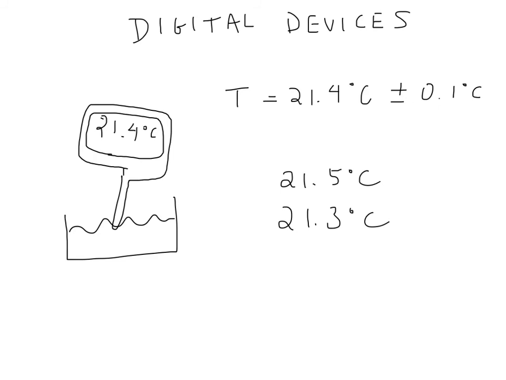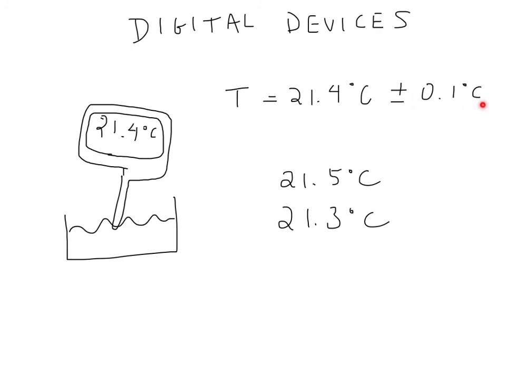And here's where the 0.1 came from. I didn't just make it up. It's not always 0.1. Here's where it came from in this example. If we add 0.1 to this number, we get 21.5. That's the max. So if we add 0.1, we get the max. If we subtract 0.1, we get the minimum value that the temperature could have, right?